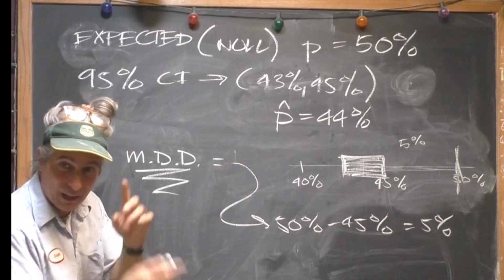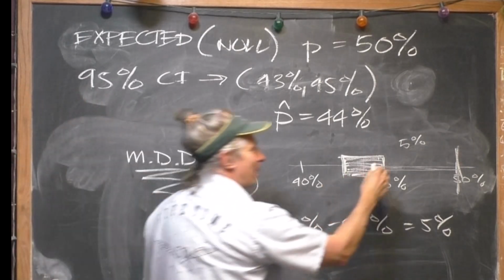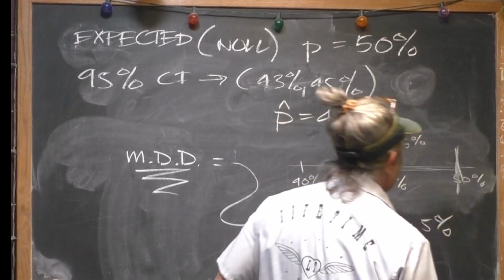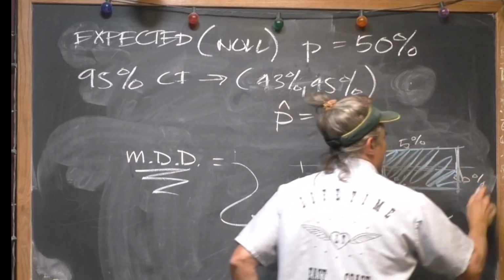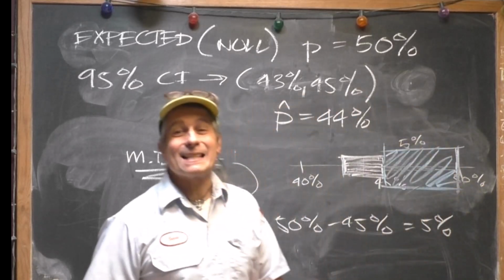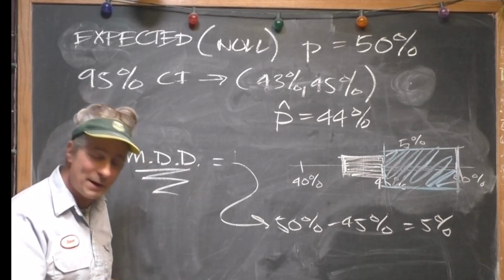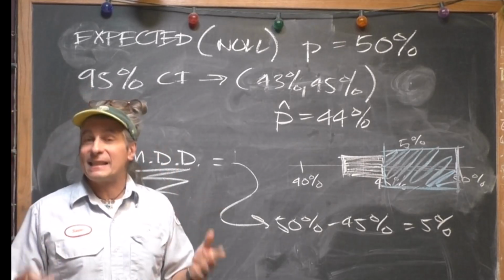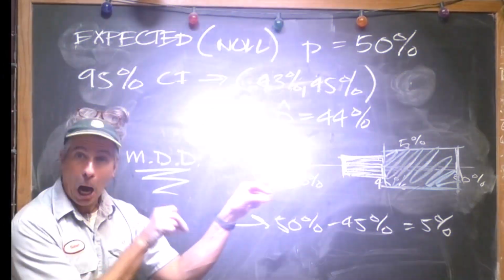The big point of this part of the video is the minimum detectable difference is just the smallest possible distance between the expected proportion and the closest side of the confidence interval. Cool. So minimum detectable difference, that's one of two measures I see used very often in research. Let's talk about the other one next.